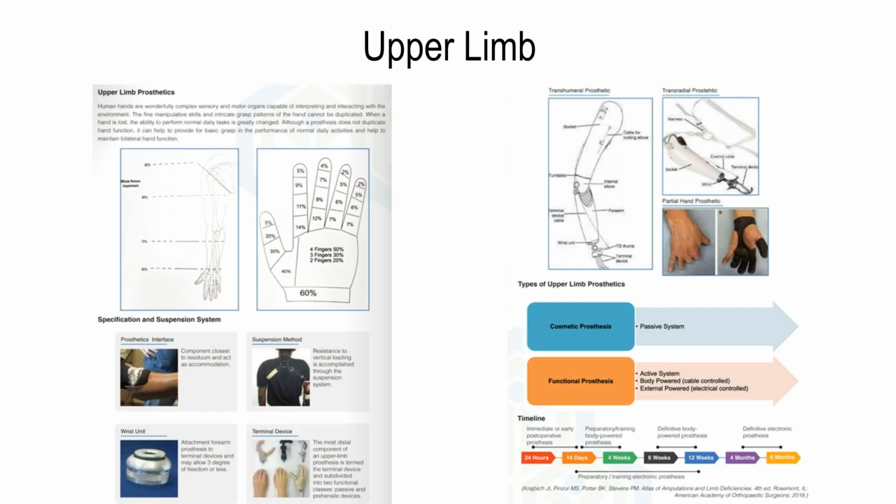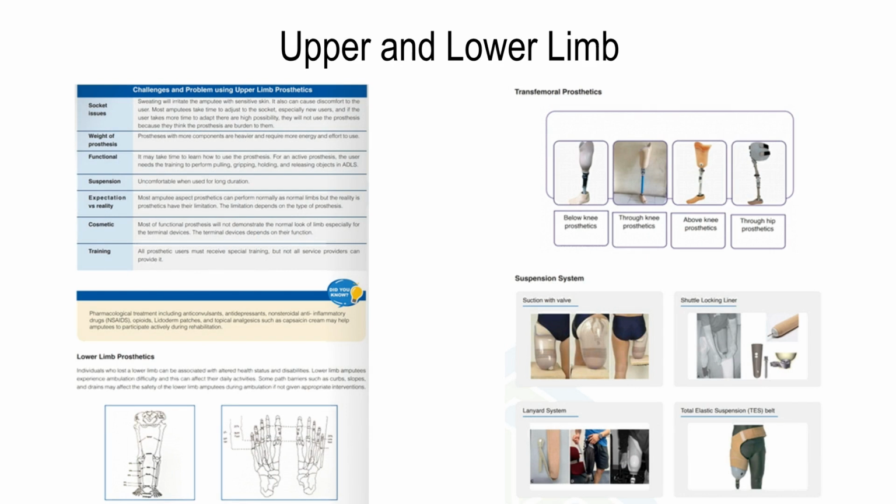For the upper limb, this visual details various prosthetics, including cosmetic and functional types, along with their specification, suspension systems, and the typical timeline for fitting and training. This slide discusses challenges and solutions for both upper and lower limb prosthetics, covering issues like swelling, weight, functionality, and cosmetic considerations, along with different types of lower limb prosthetics and suspension systems.